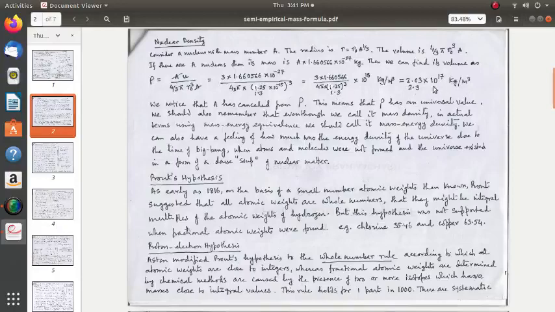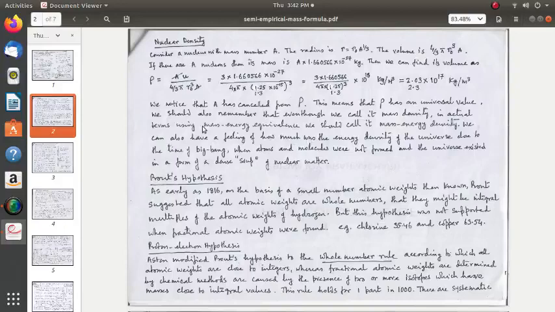So this is a very, very high density and also very striking. And another striking thing is that it doesn't depend on the element you are seeing, because A has cancelled out. So this is a universal value for rho. So we notice that A has cancelled from rho. This means that rho has a universal value. We should also remember that even though we call it mass density, we should actually call it mass energy density, because mass and energy are equivalent using E equal to mc square.